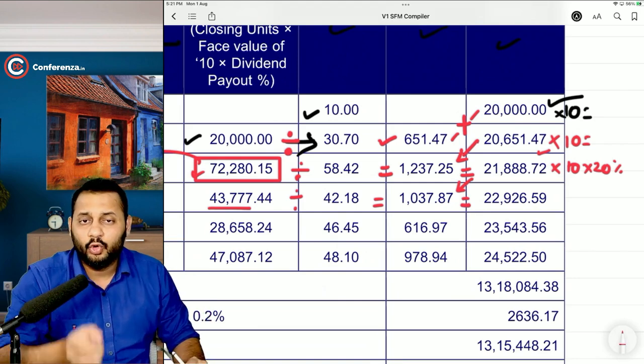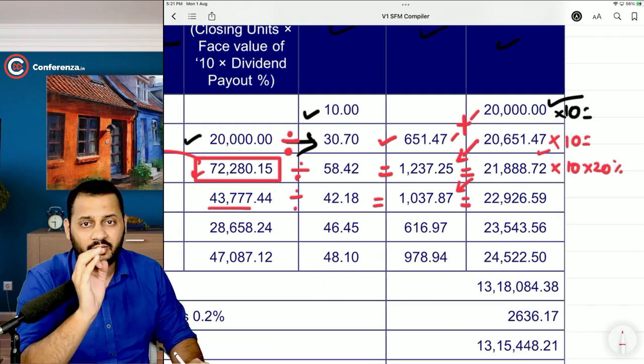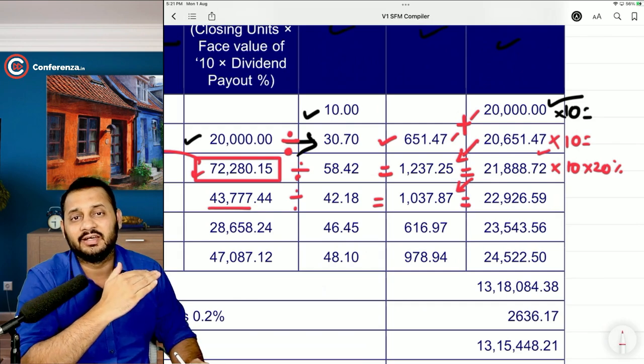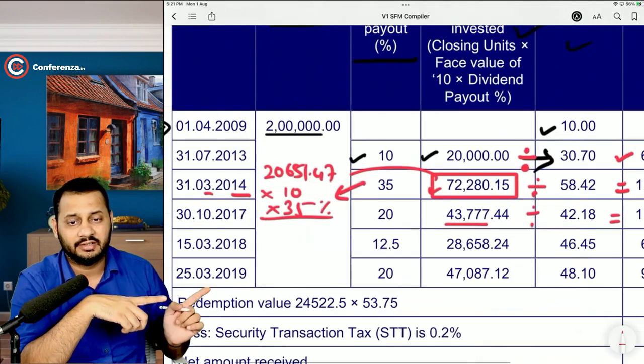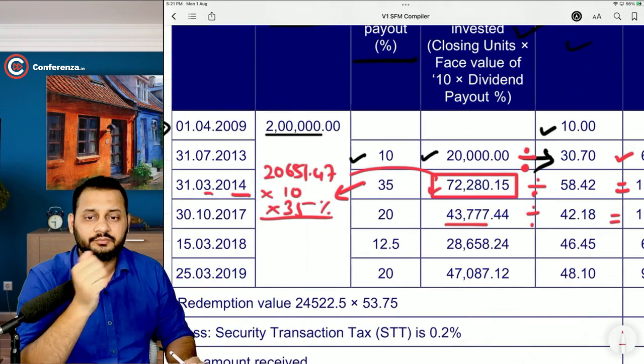And the story will go on and on like this. The only purpose of doing this is to find out the closing number of units at every point of time, because the number of units are increasing and we have to find out, on the date of selling all the units, how many units we had, right?